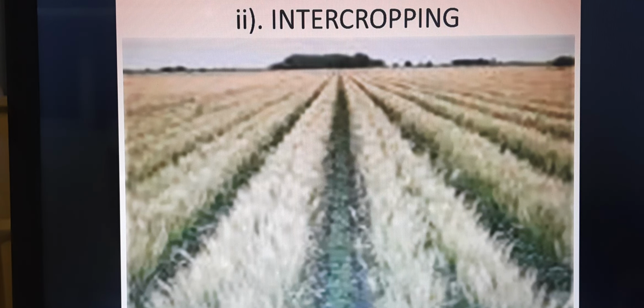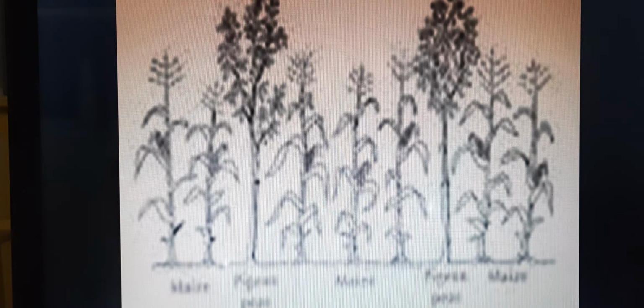Now the next is intercropping. Intercropping, that is, you see in proper rows. In one row they are growing one crop, in another row they are growing another crop. Therefore the proper nutrition can be got by all the plants. So here it is written about the different varieties, which variety are growing. So you see maize plants, they are growing in pigeon peas.